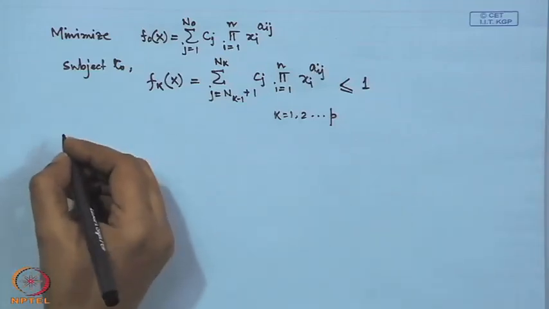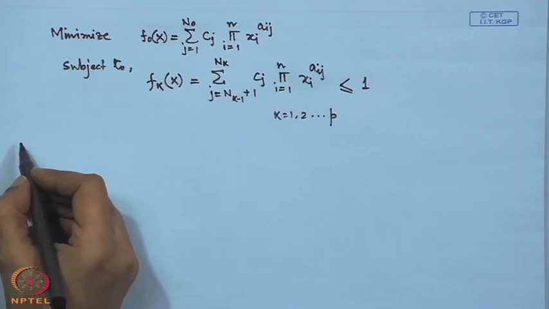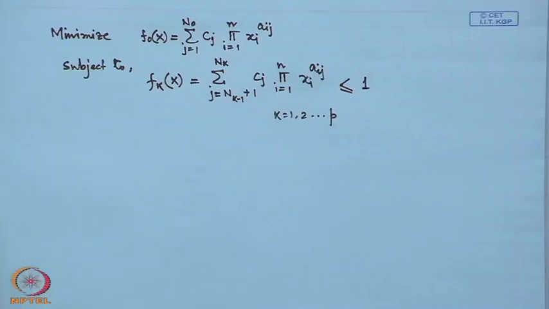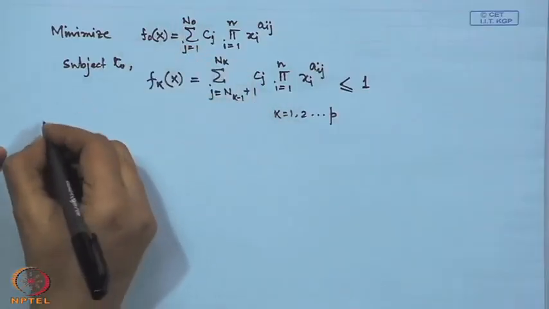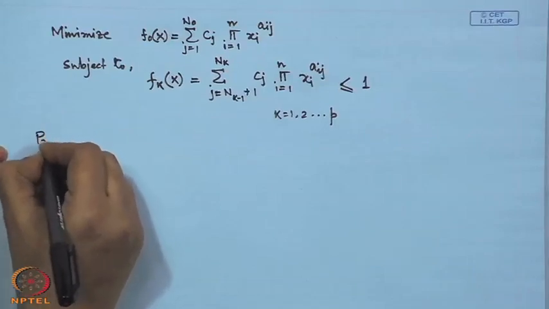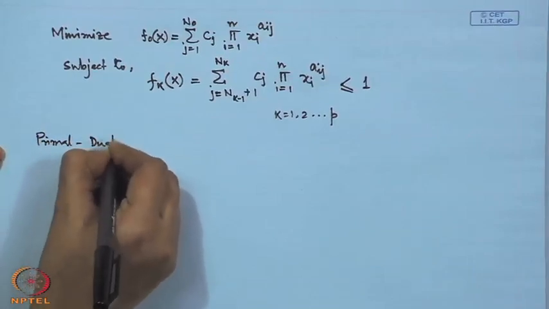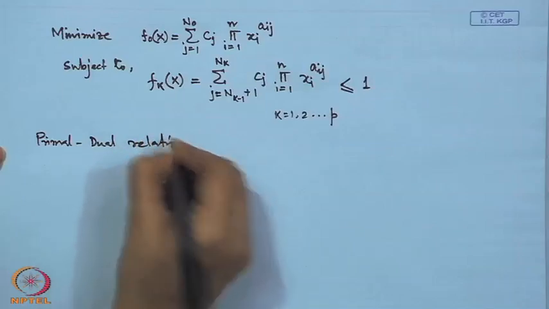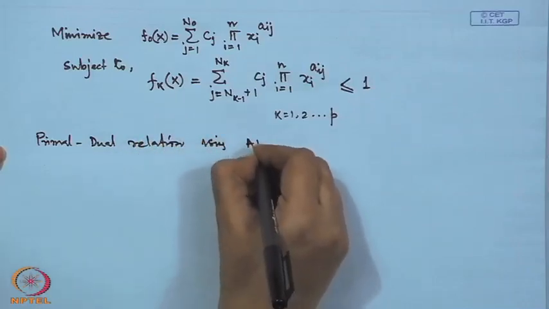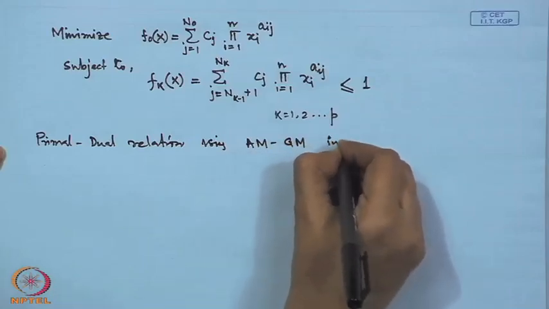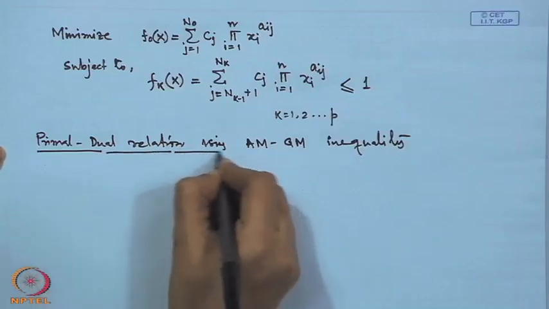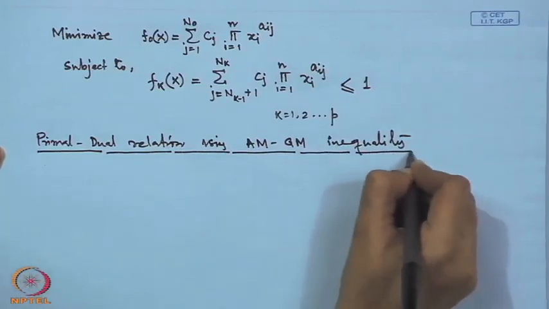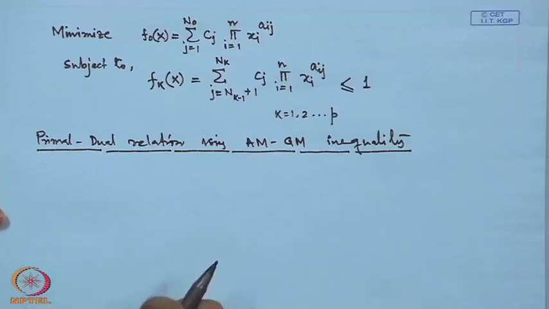Now, we can solve this problem with the extended method, as we have discussed for the unconstrained geometric programming problem. In the similar manner we can do it. As we did for the objective function, if you remember, we used the primal-dual relationship using the arithmetic-geometric mean inequality. Let me extend the same thing for this method as well. How we could develop the primal-dual relationship using the arithmetic-geometric mean inequality, I will now discuss.